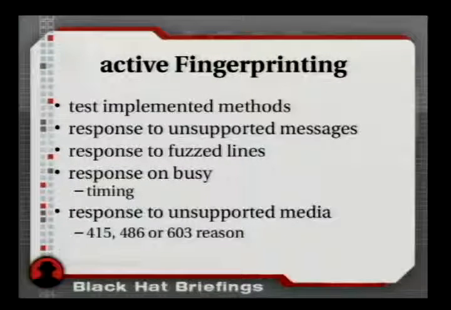So for active fingerprinting, you just fire random messages at the box, and it might respond or might not. And much like Nmap, based on the fact that you got a response or didn't get a response, you can look it up and compare to your database and say, okay, that device looks like a Cisco phone.